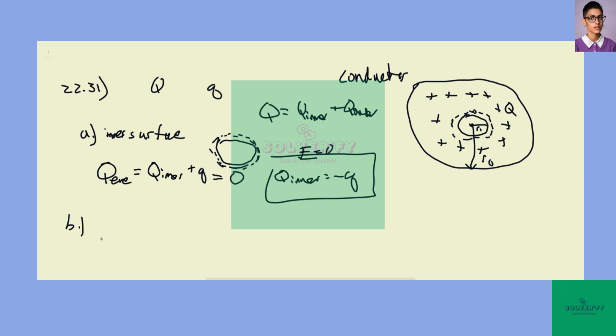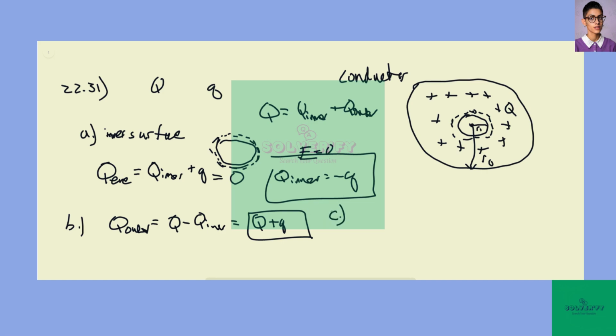Part B says, what is the total charge found on the outer surface of the shell? Well, Q outer is just Q minus Q inner, or Q plus little q. Awesome, easy enough.